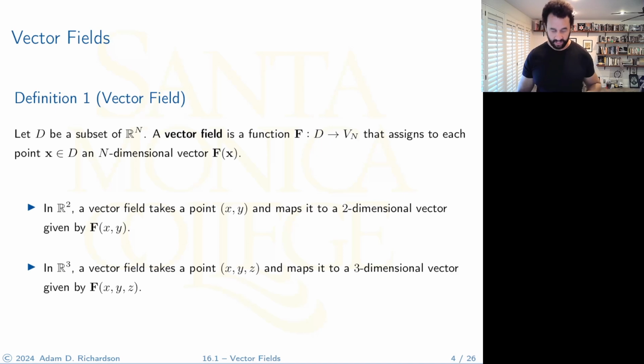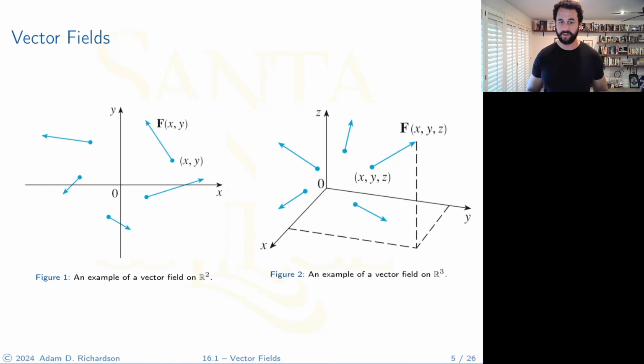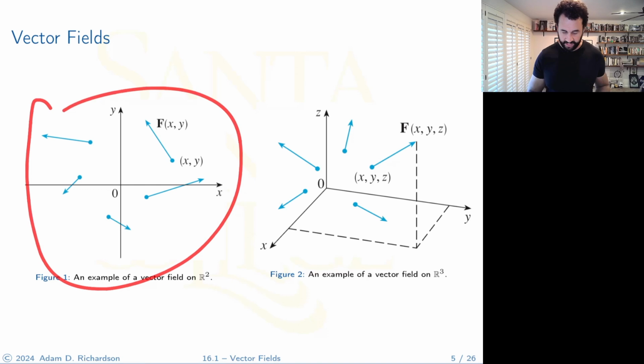That's the basic idea. So in R2, for example in the plane, what a vector field does is it takes a point x, y in the plane and it maps it to a two-dimensional vector given by f of x comma y. So remember, what is a vector, right? It's basically something that gives you a direction and a magnitude. That's what this is doing here. It's saying, hey, at that point, let's associate this direction and magnitude. And we're going to see lots of cool applications in a minute here. Same thing in R3. If you're in three-dimensional space, a vector field takes a point x, y, z and maps it to a three-dimensional vector given by f of x, y, z. That's the basic idea. Here are some figures from the book. So here's a vector field in R2.